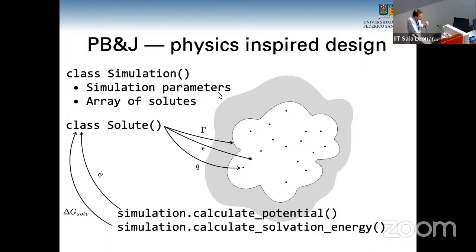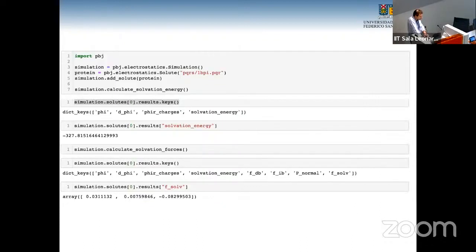meat, the core of the code is this solute class, where you store all the physics, all the physical parameters, the dielectric constants, the charges, the surfaces, and then once you have that, you just need one line of code, and you can calculate your potential, calculate your solvation energy. And so this is just an example of how it looks. You import the library, you generate a simulation, you import a structure to get a solute, and then you just add it to the simulation, and then one line of code, and it generates all these intermediate results, which is a cool thing.